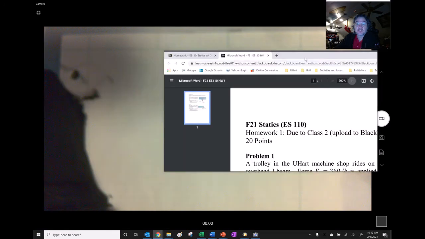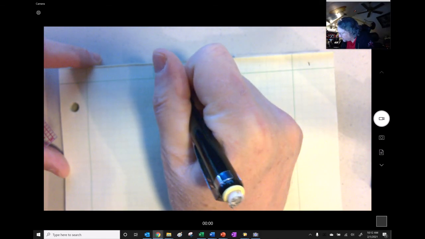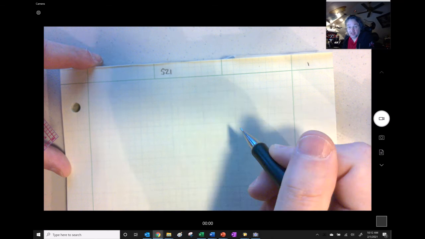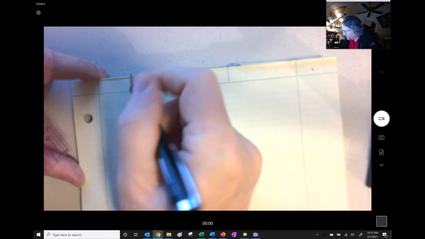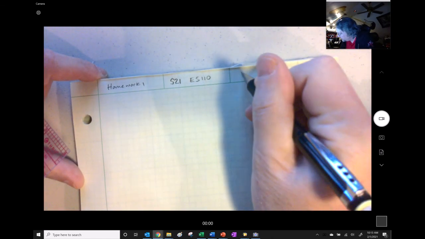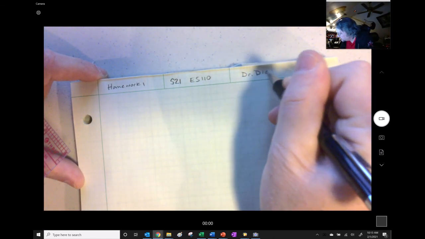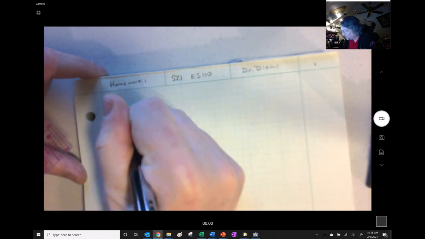I'll bring this over to the side here, and I will read it to myself as I'm writing it down, and hopefully this thing will focus. I'll put up my name at the top. So in the center here, I'll say that this is Spring 21, and here's the class, ES110, and I'll say what this is. This is homework 1, and I'll put my name, Dr. Deal, right there at the top. And then this is going to be problem 1.